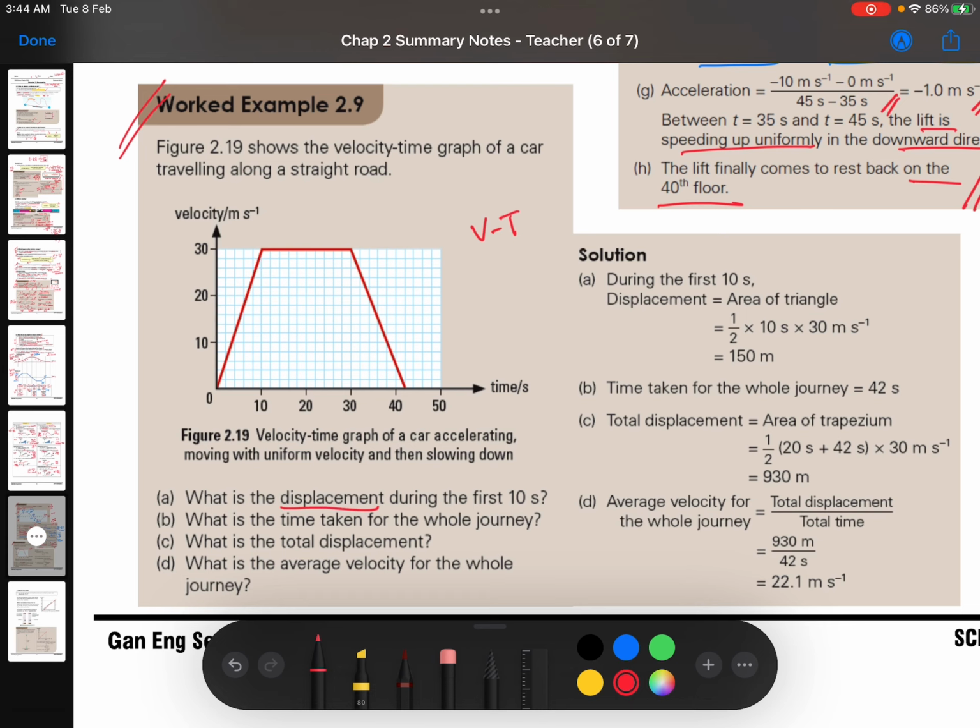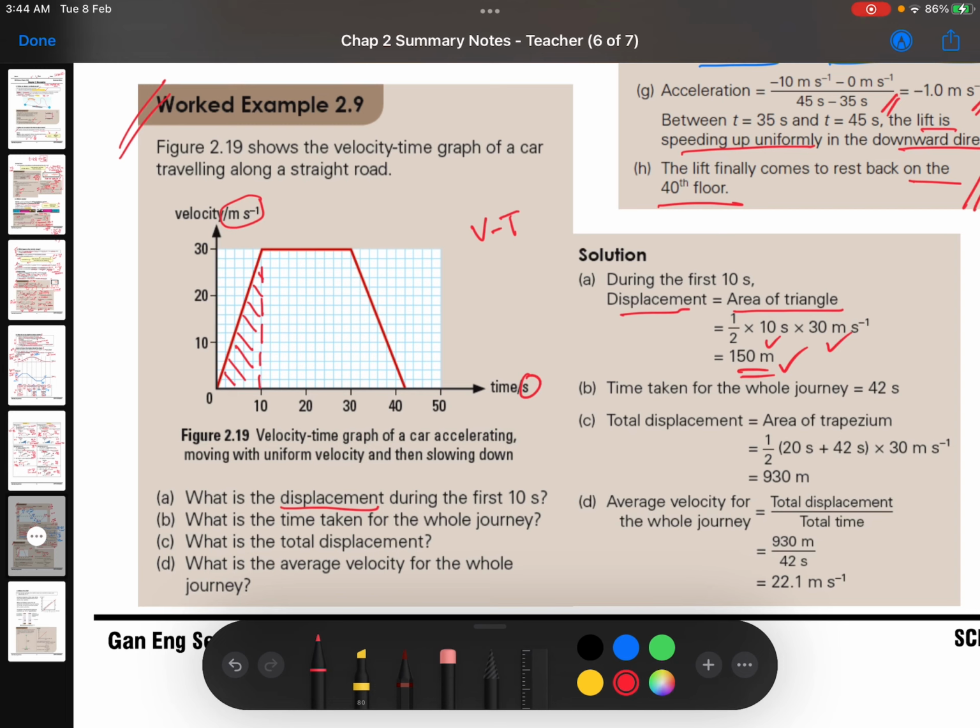If you want to find displacement, what do you do? Okay, if you remember the earlier summary, displacement in the VT graph refers to the area of a triangle. Which area of the triangle we are talking about? We are talking about this triangle. Now this triangle you learned before, right, is half base times height. So it's half times 10 times 30 meter per second. So the best is, right, look at the units here. This 10 second, and then here is 30 meter per second. So it's half base times height, 150 meters. Okay, I hope you know how to do this.